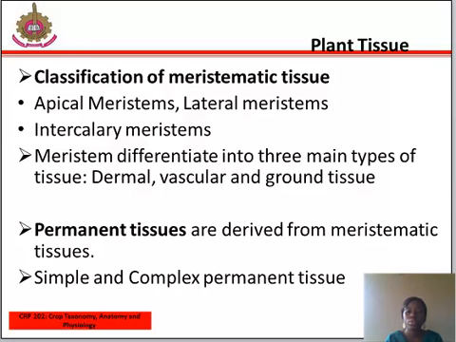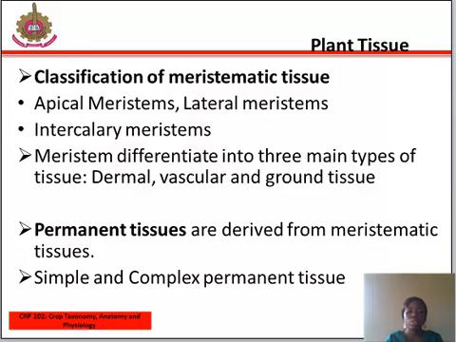Permanent tissue. The tissues which are derived from the meristematic tissues are called permanent tissue. They are the tissues which have lost their ability to divide as they have attained maturity. There are various kinds of permanent tissue. We have the simple permanent tissue and the complex permanent tissue.